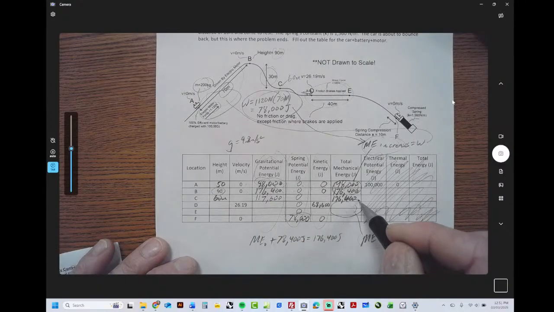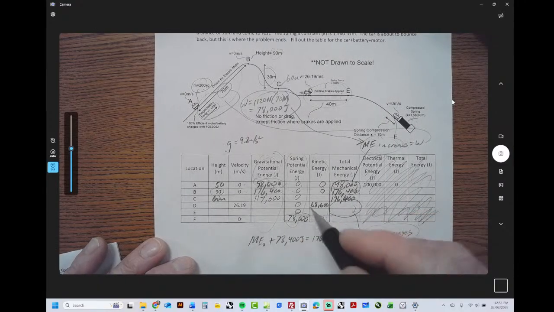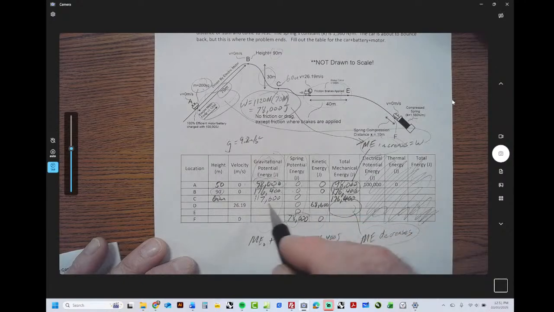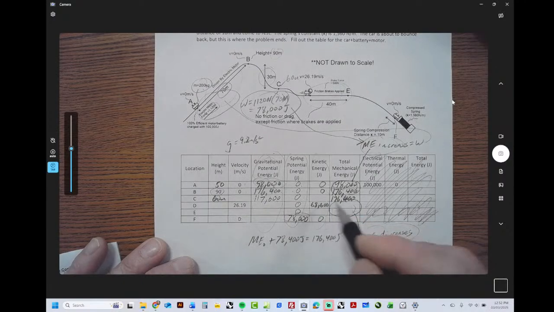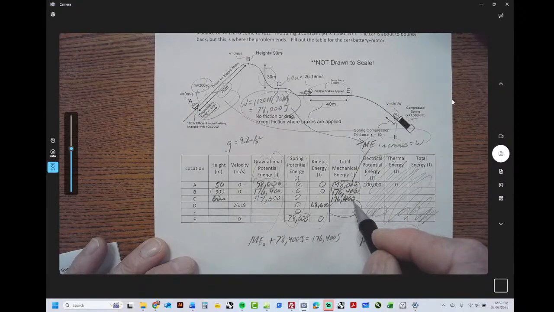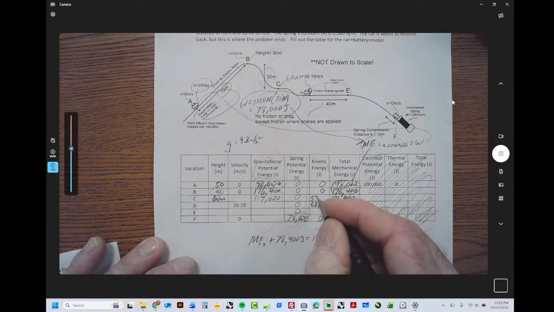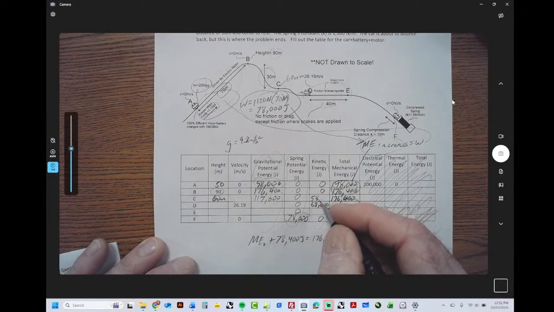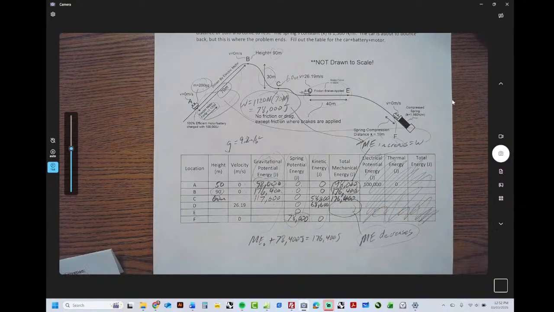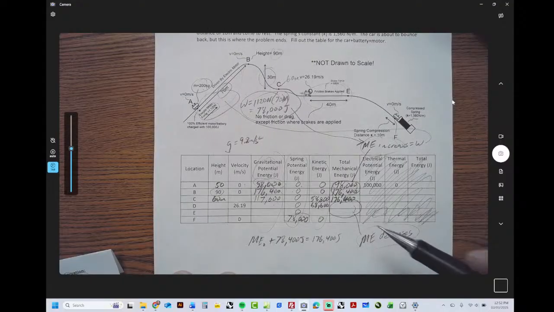And since I know the total is 176,400 and I know there's no spring, then this plus this kinetic energy should add up to that. I can just do 176,400 minus 117,600, and that is 58,800, I think. All right.